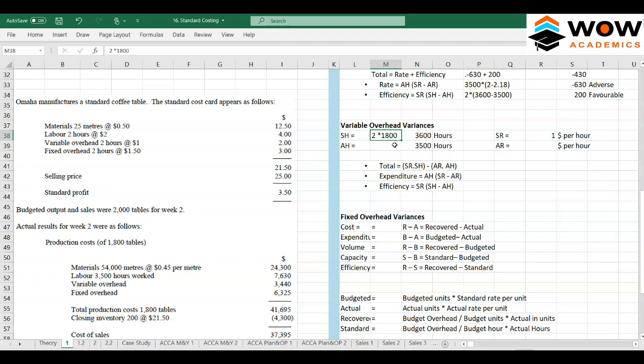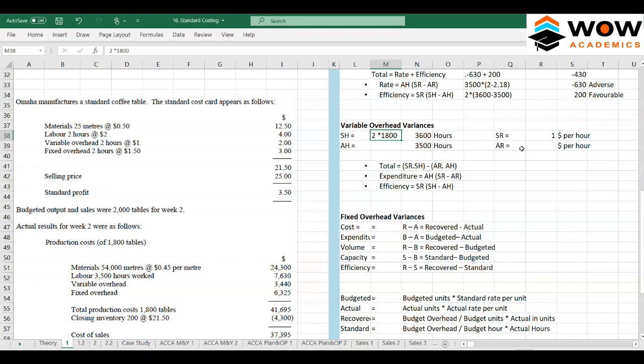See here also, in variable overhead they have not given how many hours worked. They have told you how much material is consumed and how many labor hours are consumed, but they have not told you the variable overhead hours. Why? Because the assumption is that labor and variable overhead hours are the same. That's why we have copied, or else we have to work it out again.